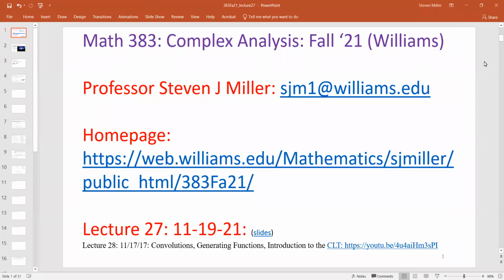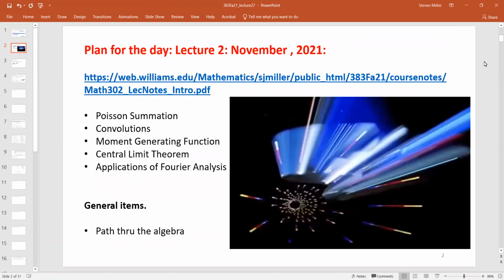So welcome to Math 383 Complex Analysis. What we're going to be doing today is finishing up a major unit of Fourier analysis. And so we're going to be talking about Poisson summation. We'll be talking about convolutions.